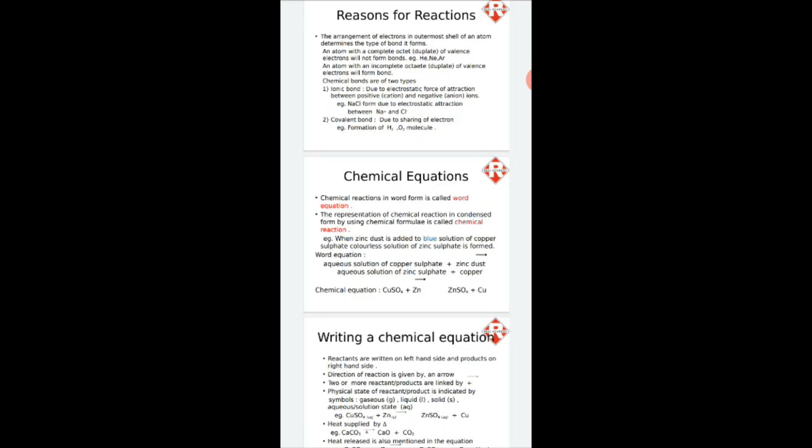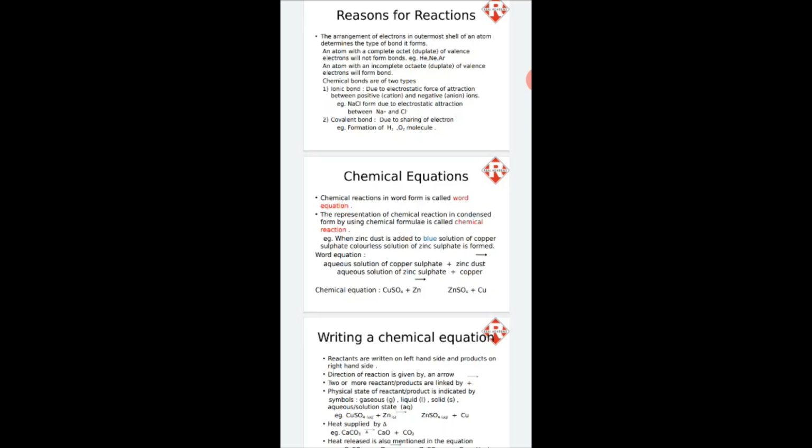This bond is formed because of the sharing of electrons. I will give you an example: the formation of H2 molecules. How is it formed? You know that the atomic number of hydrogen is 1, so the electronic configuration is 1. The first shell is the last shell of hydrogen, and hence it requires completing the duplet state by gaining or sharing one electron.